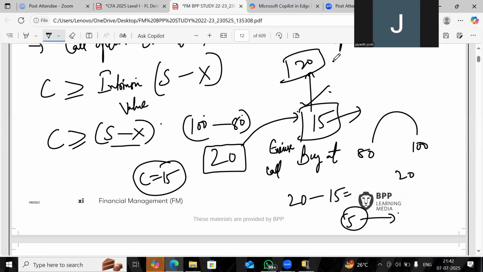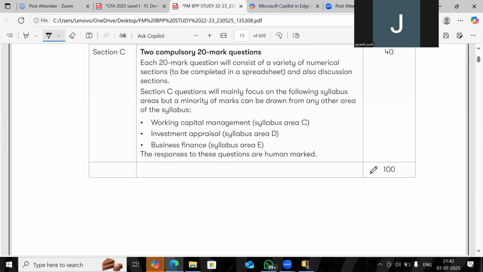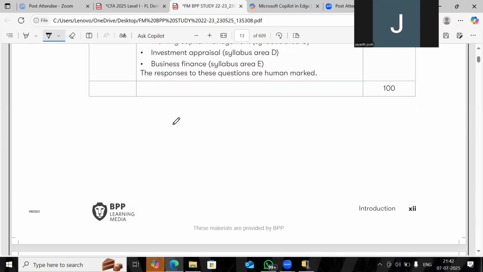That means, first of all, no one will sell you the option at less than its fair price. So the fair price is 20 here. If the call option is available for 15, there is an arbitrage profit. Or else, let's see a good example here. This example will make you understand completely what this means. The call price should always be more than or equal to stock minus strike.